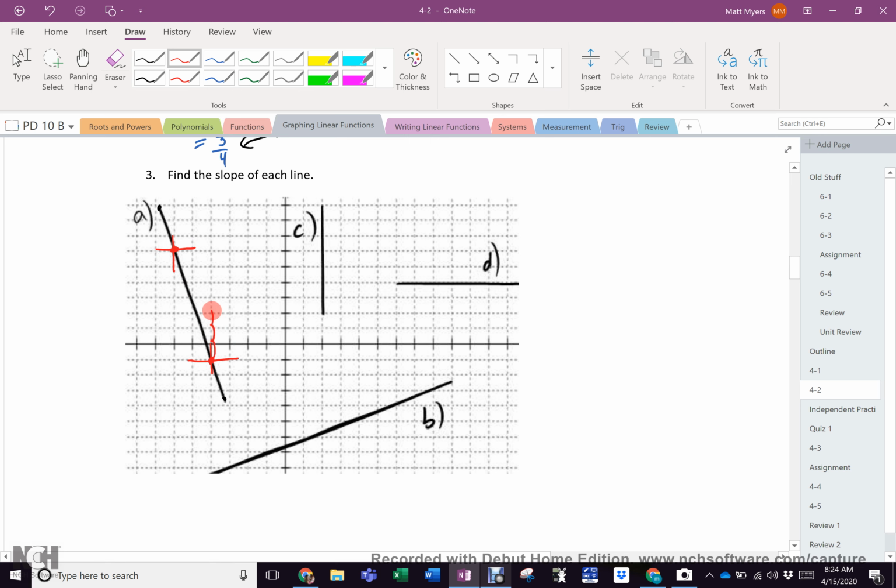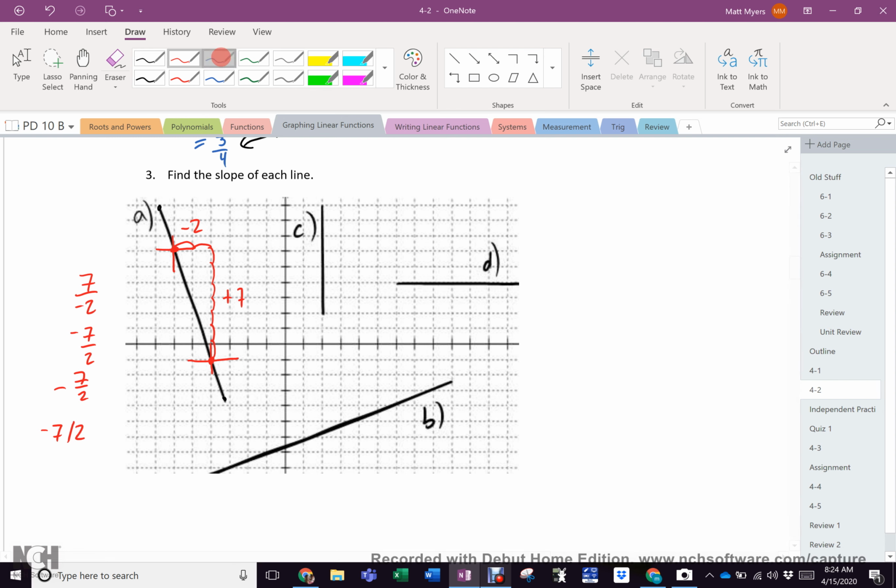1, 2, 3, 4, 5, 6, 7. I went up, so that's positive 7. 1, 2. I went left, so that's negative 2. So this slope is 7 over negative 2, or negative 7 over 2, or negative 7/2. Sometimes it even gets written horizontally, like that. Those are all the same thing.